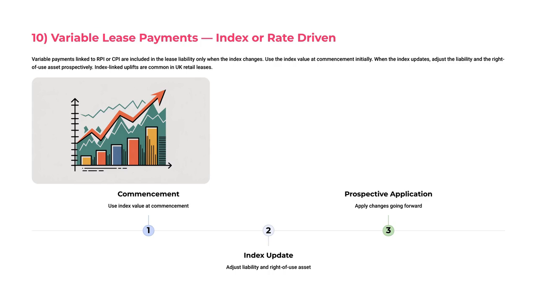Variable lease payments. Index or rate-driven variable payments linked to RPI or CPI are included in the lease liability only when the index changes. Use the index value at commencement initially. When the index updates, adjust the liability and the right-of-use asset prospectively. Index-linked uplifts are common in UK retail leases.